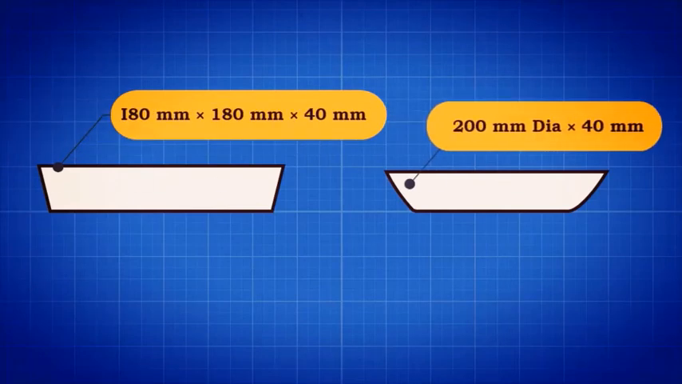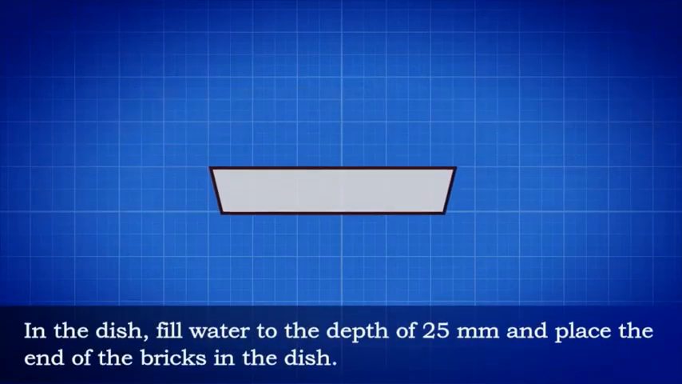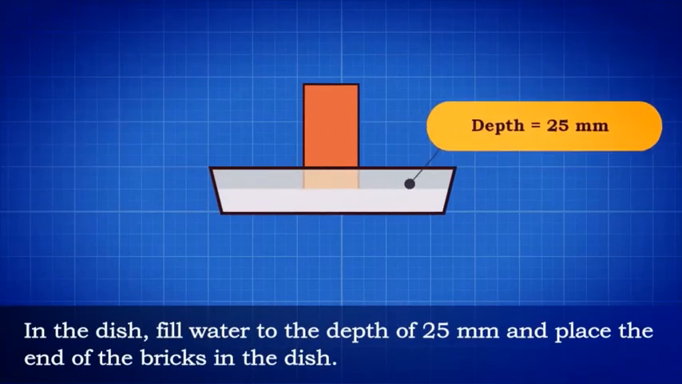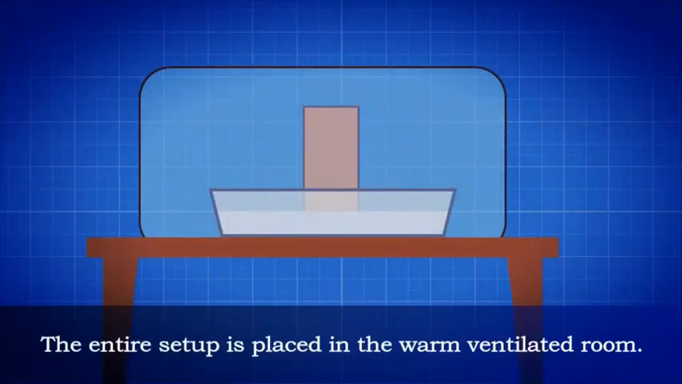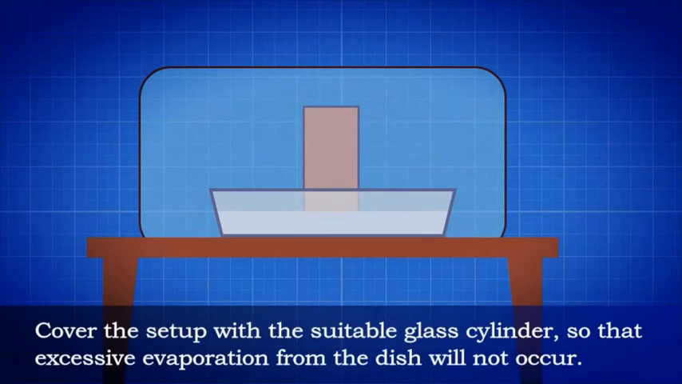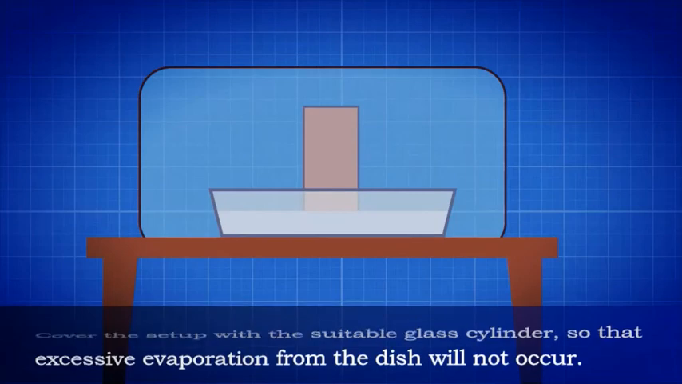180 mm × 180 mm × 40 mm depth for square shape and 200 mm diameter × 40 mm depth for cylindrical shaped. In the dish, fill water to the depth of 25 mm and place the end of the bricks in the dish. The entire setup is placed in a warm ventilated room. Cover this setup with a suitable glass cylinder, so that excessive evaporation from the dish will not occur.